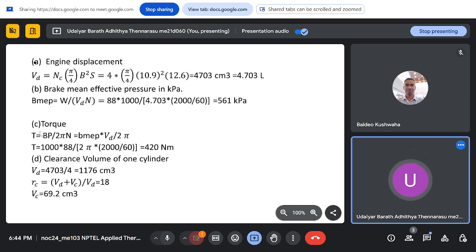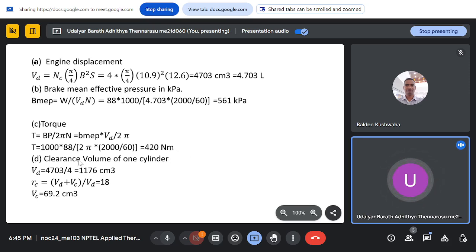And third one is torque. So torque T is brake power divided by 2 pi N. Because your power is T into omega, so omega is 2 pi N. So brake mean effective pressure into Vd divided by 2 pi. This is the other way of writing. So if you see, brake power divided by Vd into N is brake mean effective pressure. So you can just take the displacement volume to the other side. So you will get brake mean effective pressure into Vd by 2 pi. So that is torque. So substituting here, your brake power is 88 kilowatt. So 88 into 1000 to convert it into watts, divide by 2 pi into N, which is 2000 by 60. So this comes out to be 420 Newton meter.